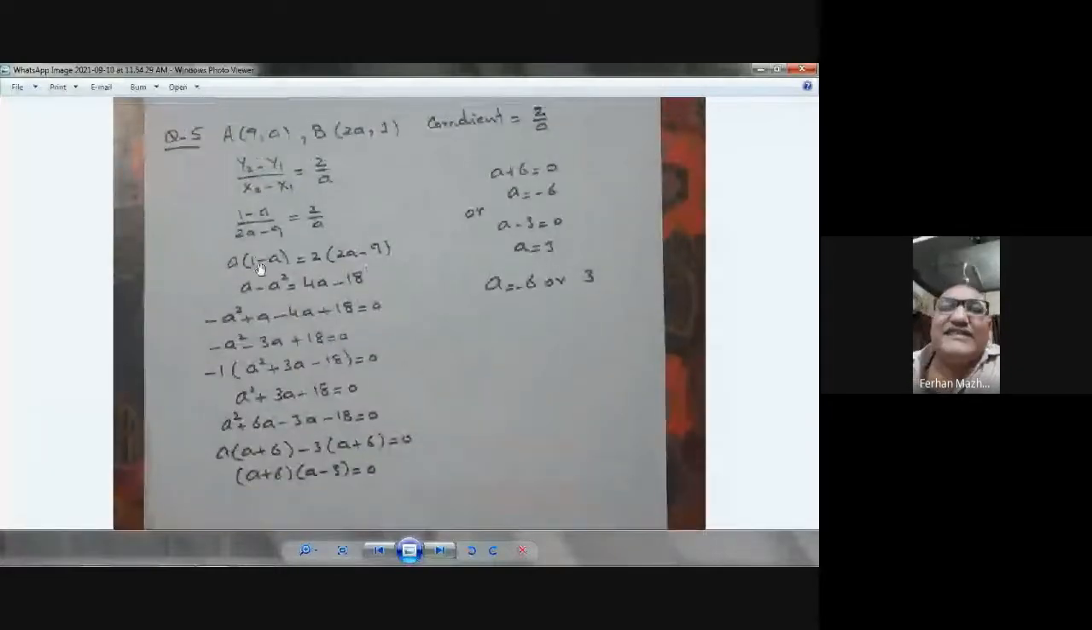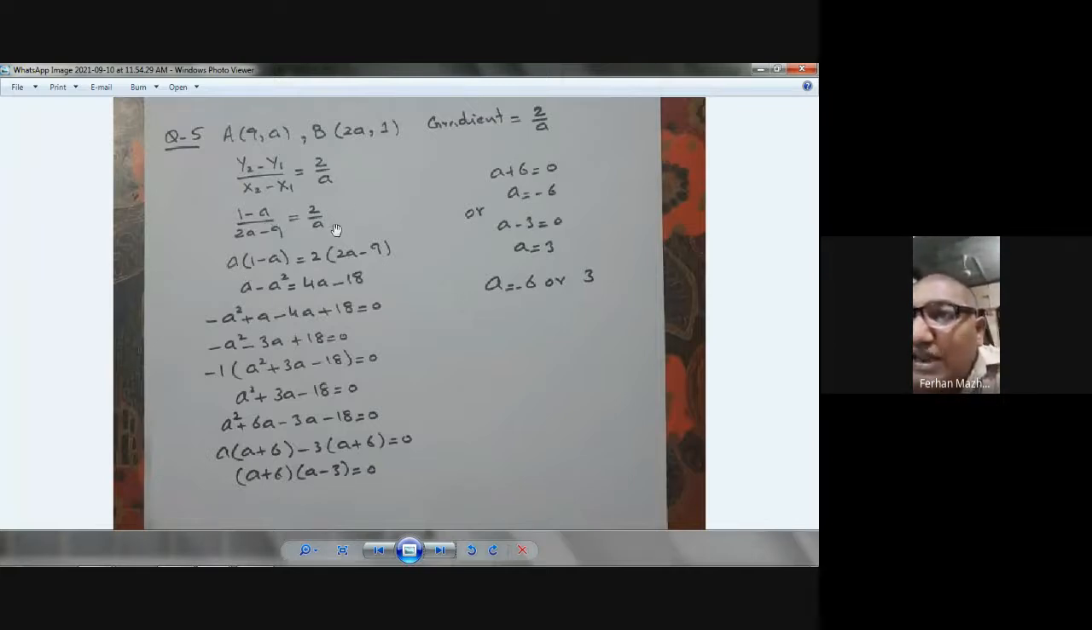So hopefully you can see question number 5. The A point is (9, A). The B point is (2A, 1). The gradient is already given, that is 2 by A. So I will apply the formula of the gradient: y2 minus y1 divided by x2 minus x1 equals the given value, that is 2 by A. I will substitute the values of y2, y1, x2, x1. So we will have (1 minus A) divided by (2A minus 9) equals 2 by A.